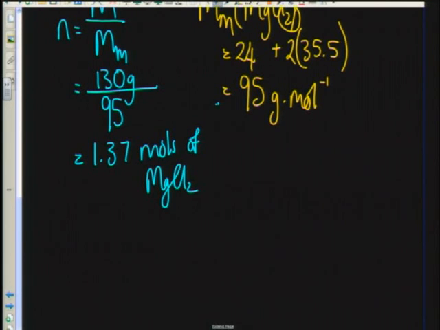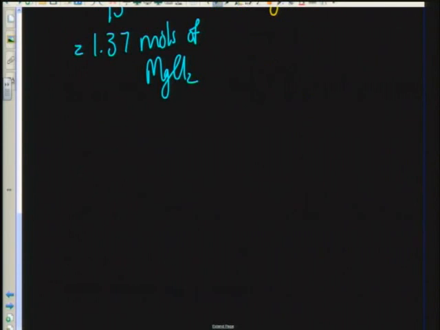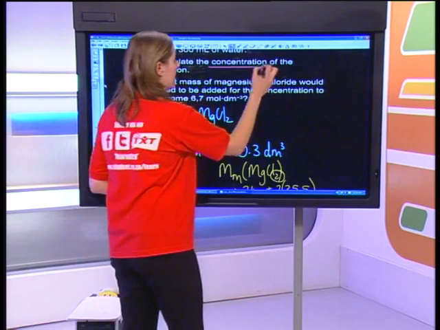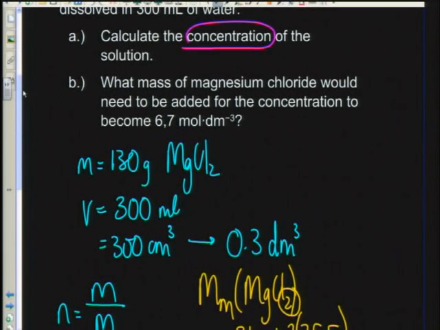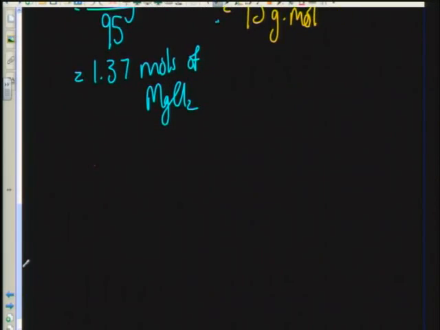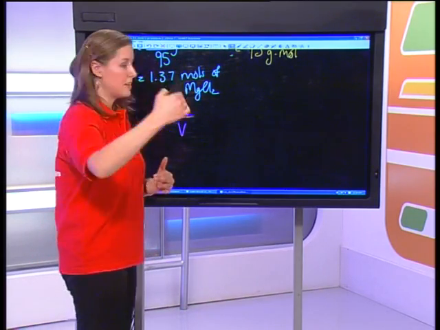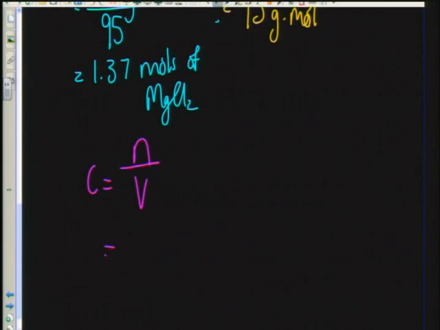Okay? Now I can go across to a concentration calculation, because I think that was what we were asked. Go back to the question. The question said to you, calculate the concentration of the solution. So we've now got concentration is equal to number of moles divided by the volume. The concentration is what I'm trying to find. The number of moles I just found in an intermediate step, and the volume I had. So 1.37 divided by my volume.